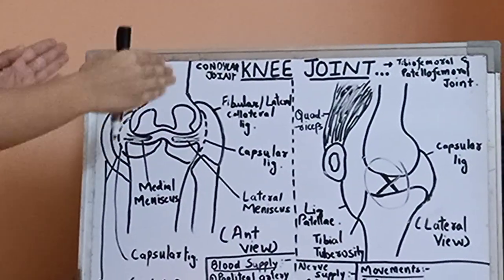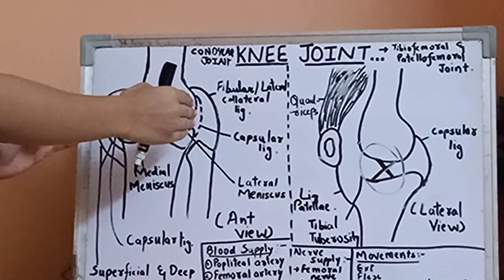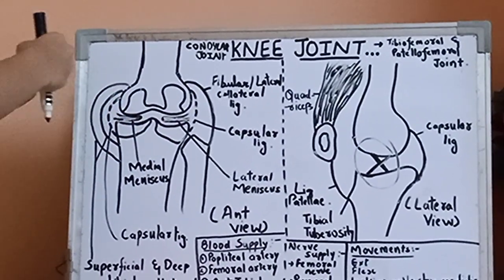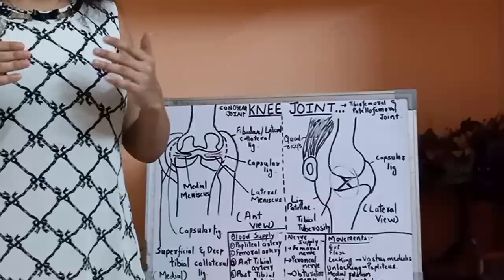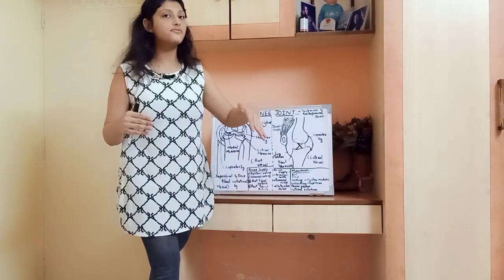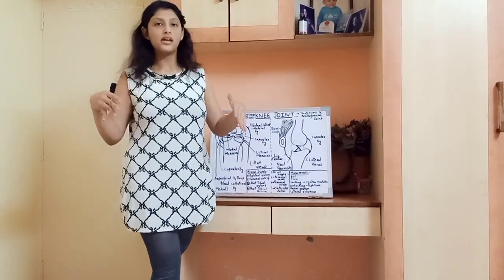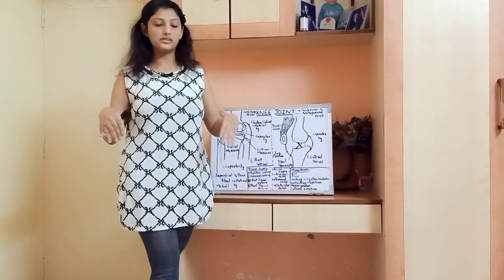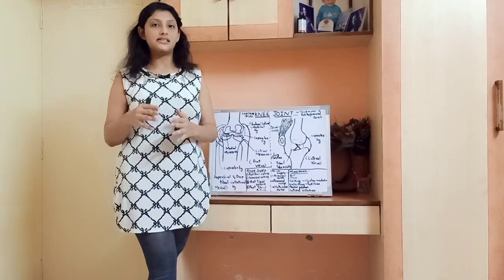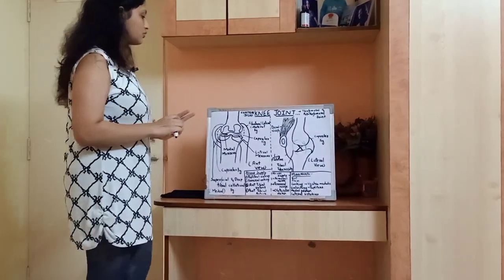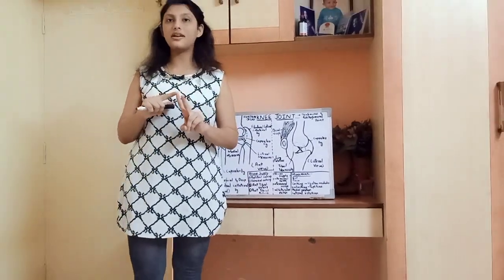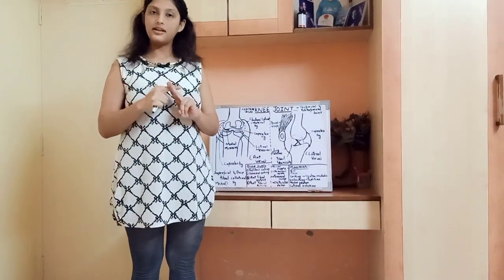So the function of both these ligaments is to provide stability of the knee joint in that plane, for the varus force and the valgus force, both those forces. So basically it provides stability in the frontal plane, right? Okay, so these were 2 ligaments, the medial collateral ligament and the lateral collateral ligament.